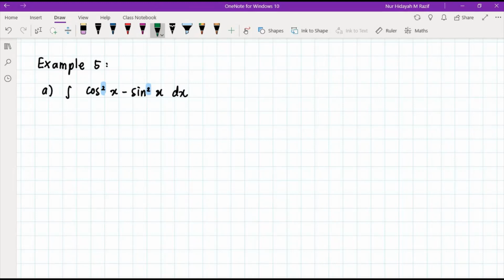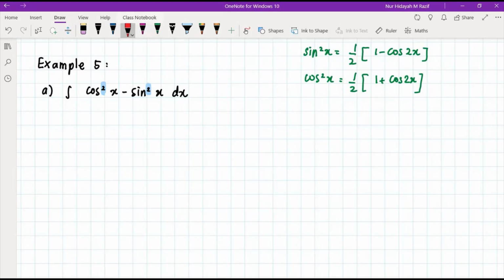Which formula am I referring to? This one, where we have sine square x is actually equals to 1 over 2 times 1 minus cos 2x, as well as cos square x is actually 1 over 2 multiplied by 1 plus cos 2x. Why are we not going to use this one? It's actually the same, but we have a much simpler formula.